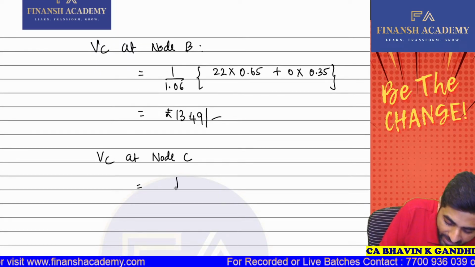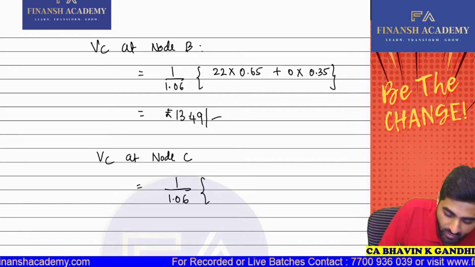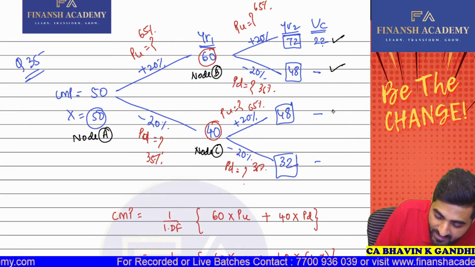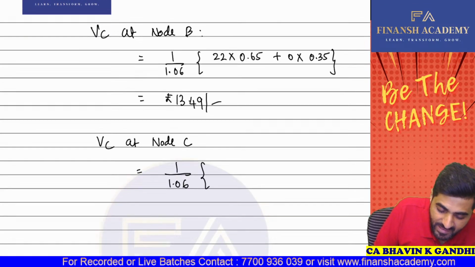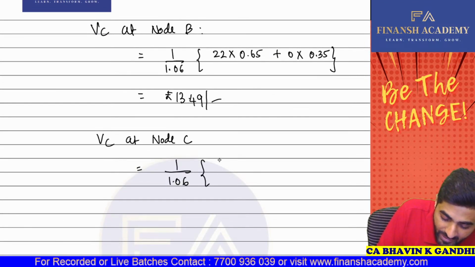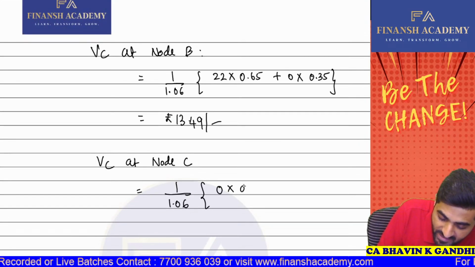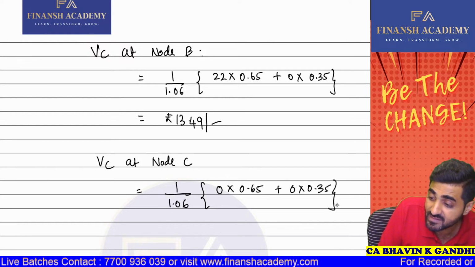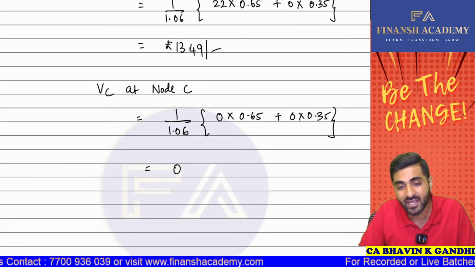So the value of the call at node C will be 1 divided by 1.06, and this is now going to be, can I say, 0 and 0 both? At node C, the value is 0 into 0.65 plus 0 into 0.35. So ultimately, this is going to be finally 0, the value of the call at node C as well.